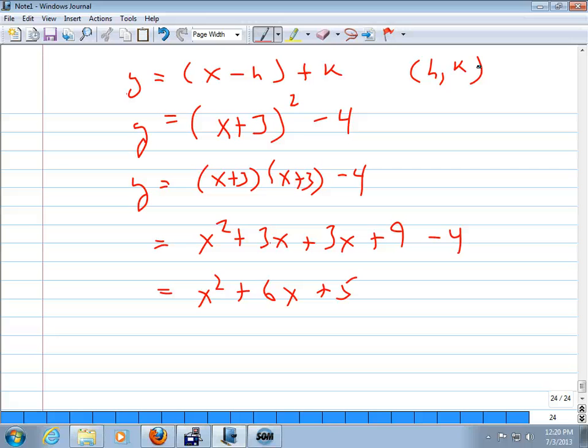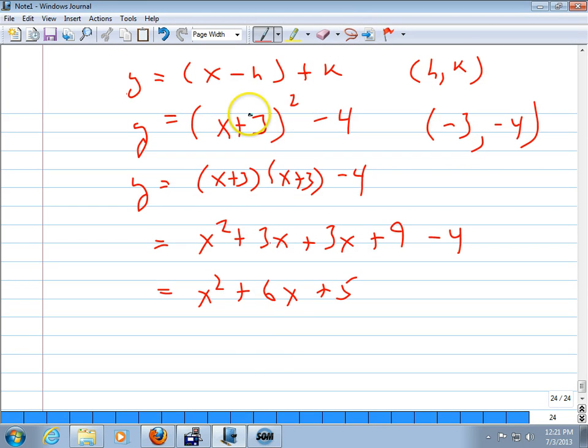So what's h? If x plus 3 is x minus h, what's h? Negative 3, because x minus negative 3 is positive. And if I'm adding k, what's k? Negative 4. So in this example, negative 3, negative 4 is the turning point. So I got the min, and I know that it's concave up. That much I know. To get the other intercepts, I'd have to play around with it some more. But look, graph it on the calculator, see if that's what's happening.